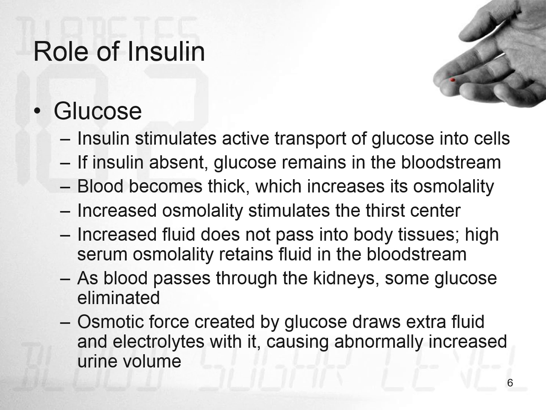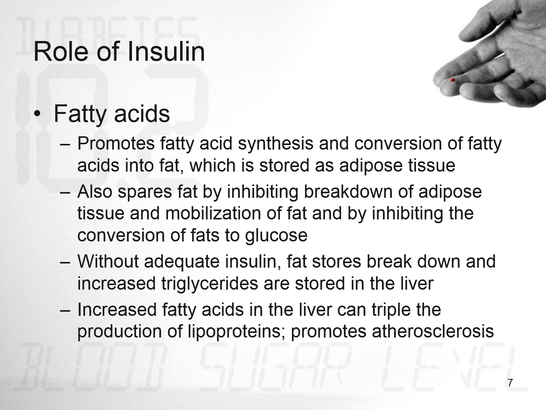However, when insulin secretion by the pancreas is not sufficient, glycogen is converted to glucose in an attempt to nourish glucose-starved tissues, but hyperglycemia occurs because the cells cannot use the glucose. Another role of insulin is fatty acids.